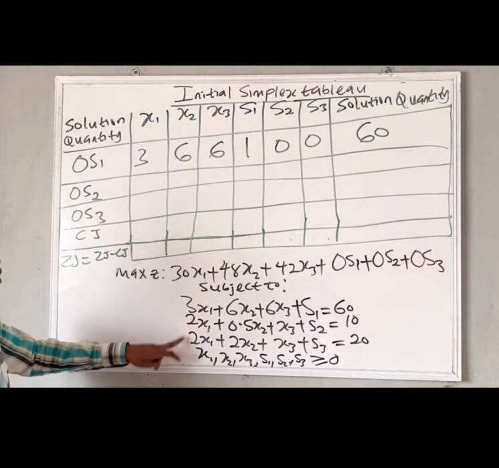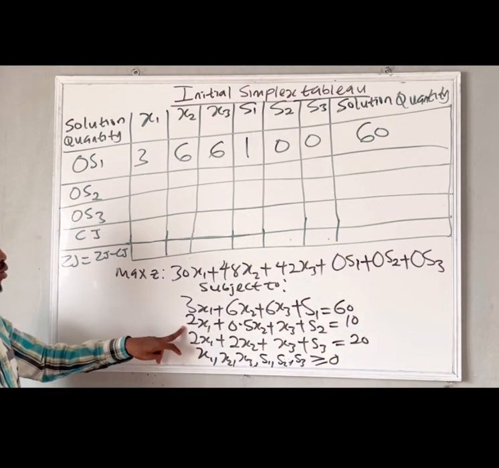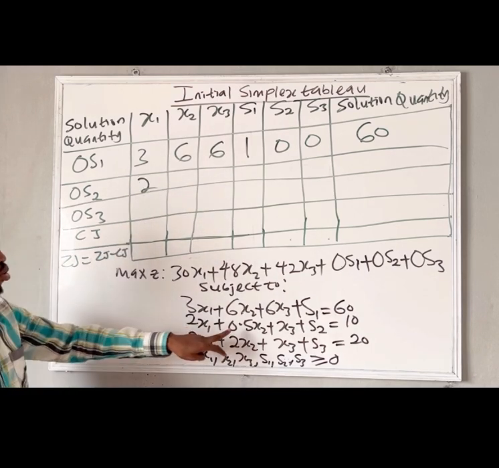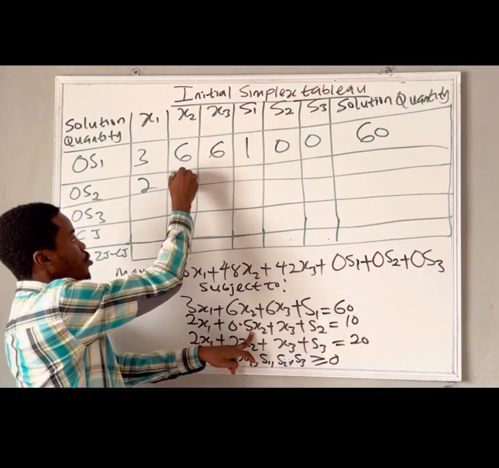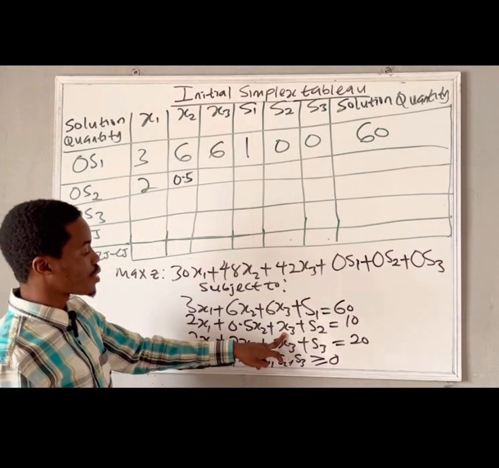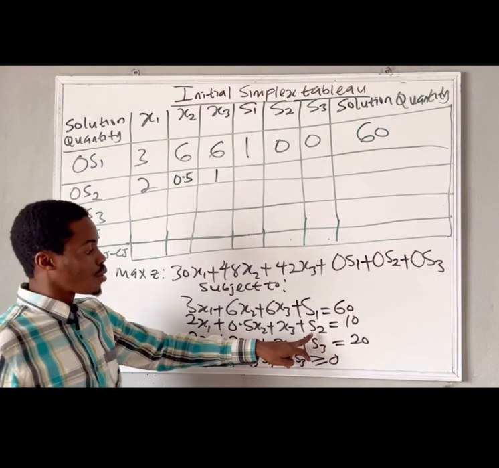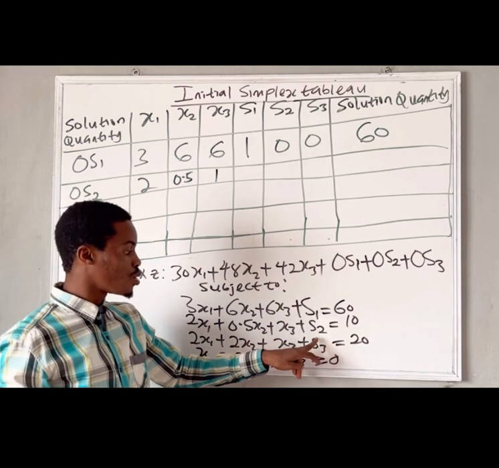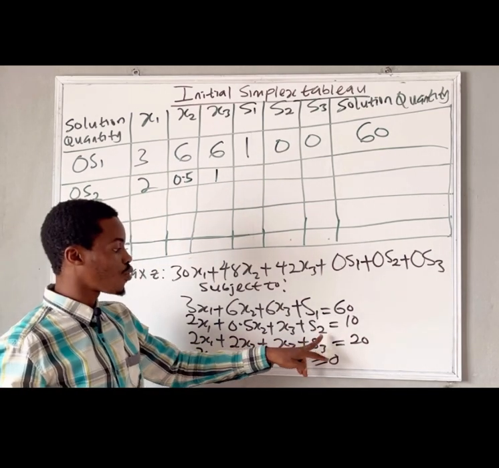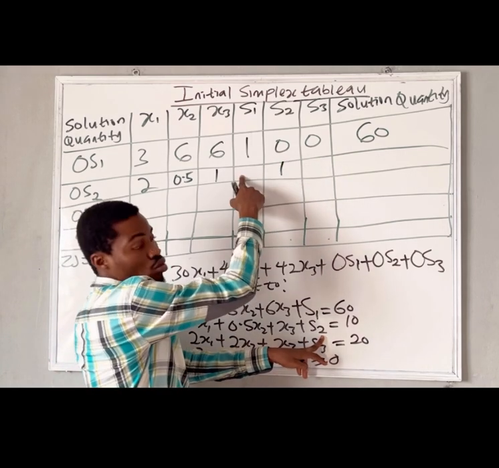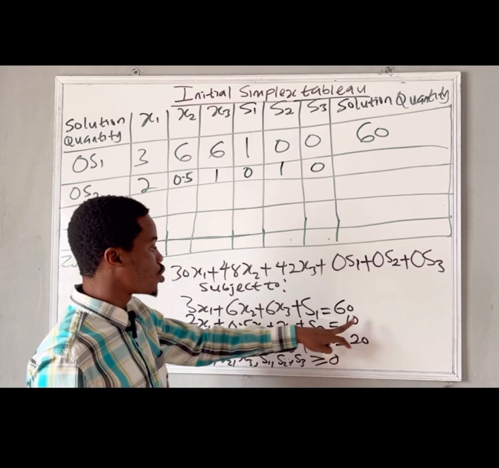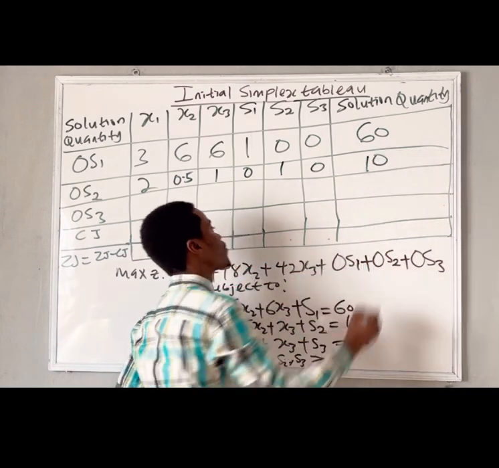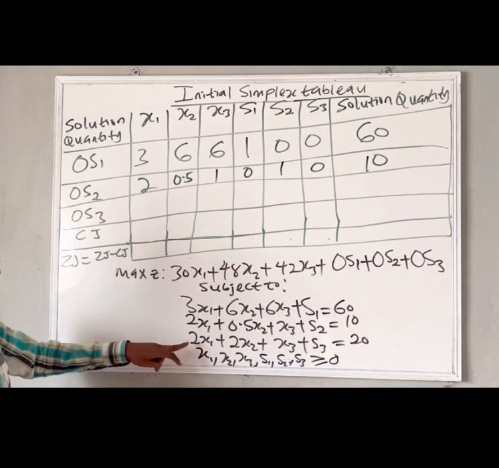I'll go to my second constraint. What is the coefficient of x1? I have 2, so I put 2. The coefficient of x2 is 0.5, so I add 0.5. The coefficient of x3 is 1. I added slack variable 2 to this one, so the coefficient of s2 is 1. There is no slack variable 1 here and no slack variable 3 here, so I put 0. So this one will be 10.